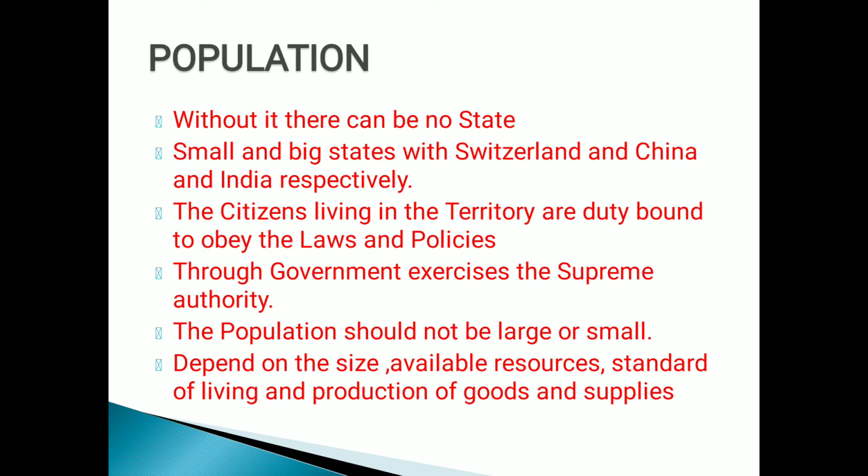When citizens of another state are living in the territory of the state, they are called aliens. All the persons, citizens as well as aliens who are living in the territory of the state, are duty bound to obey the laws and policies of the state. The state exercises supreme authority over them through its government. In contemporary time, the government of the state is organized and constituted by the people and is responsible and accountable to them. Such a government is identified as a democratic government.